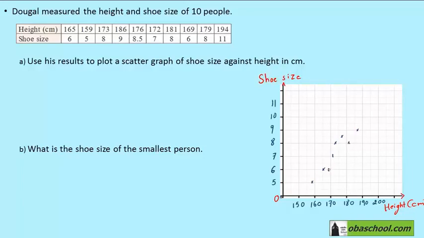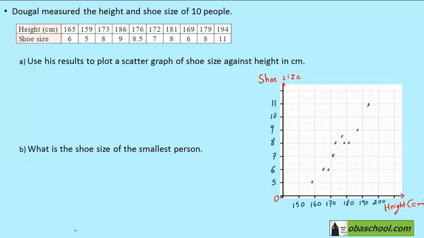After that, we have 169 and 6. Following that, we have 179 and 8. And finally, for the final individual, we had a person that had a height of 194 and a shoe size of 11. So this is what a scatter graph looks like. It is scattered points all around the graph, each representing an element.